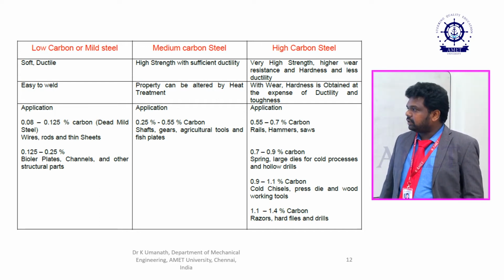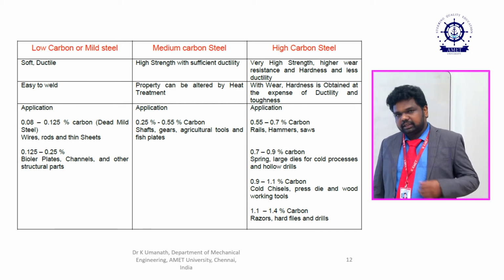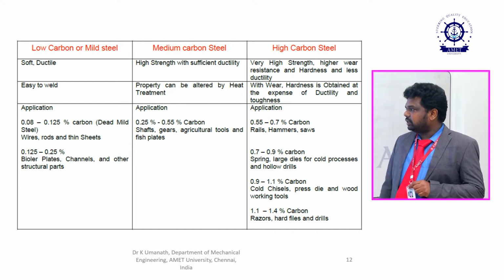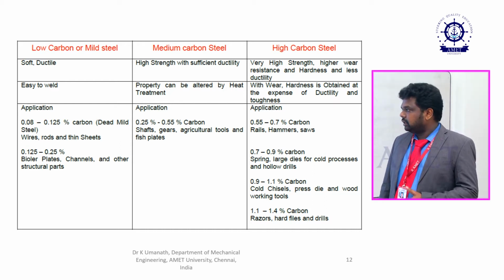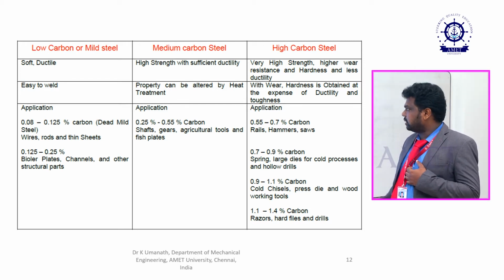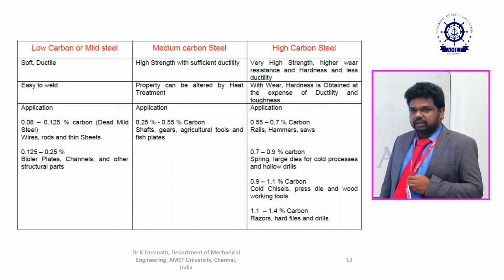In applications, low carbon steel, also called mild steel, is mostly used for wires, rods, and thin sheets. Medium carbon steel is used for gears, agricultural tools, and shafts. High carbon steel is used to make rails, hammers, tools, etc.